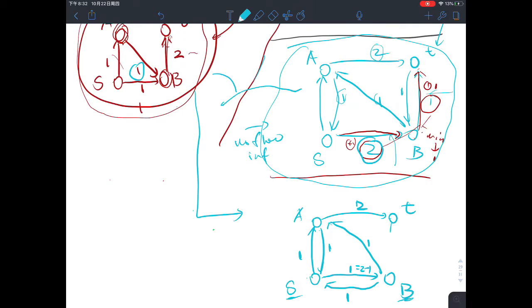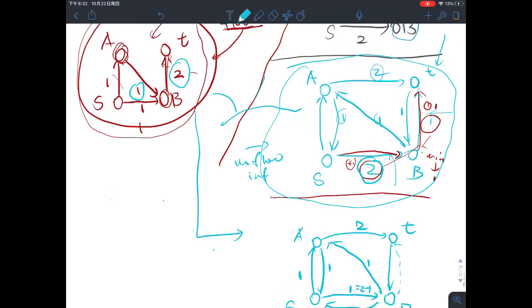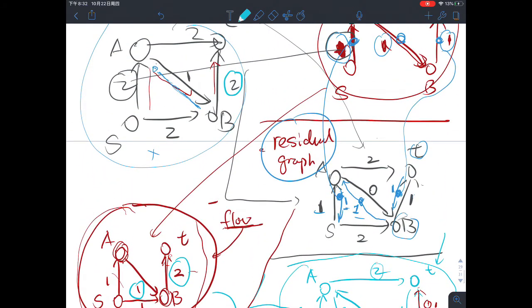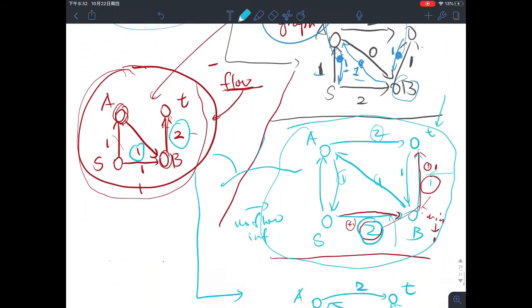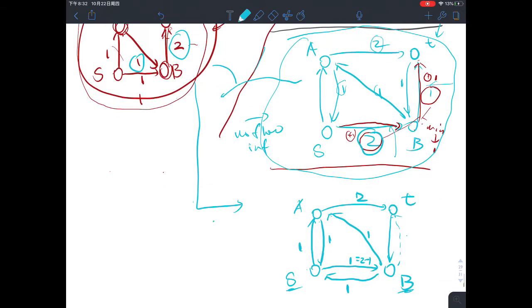Similarly, if I look at the edge from B to T, I already used 2 units of flow, and the capacity limit here, if I look at the original graph, is also 2. That means I can no longer push any flow from B to T, but on the other hand, I can push 2 units of flow from T to B.